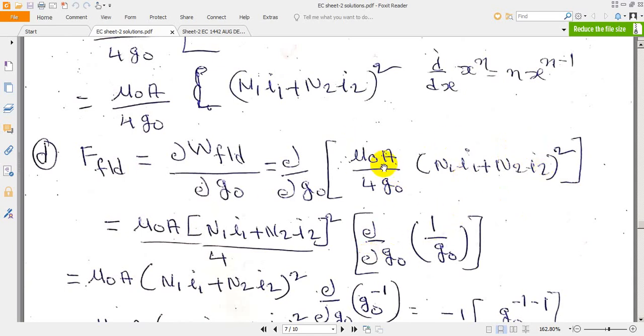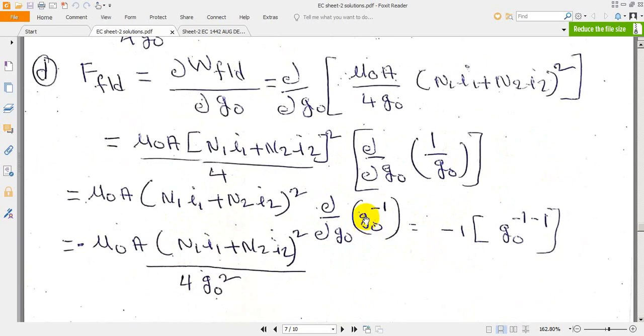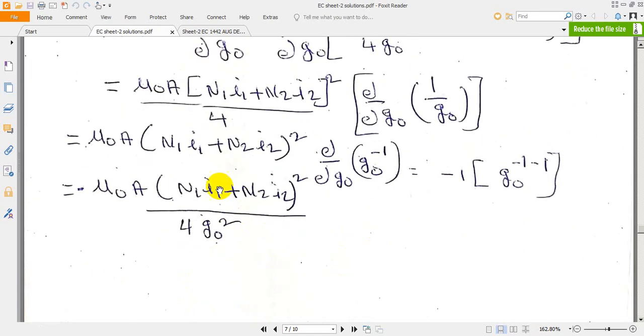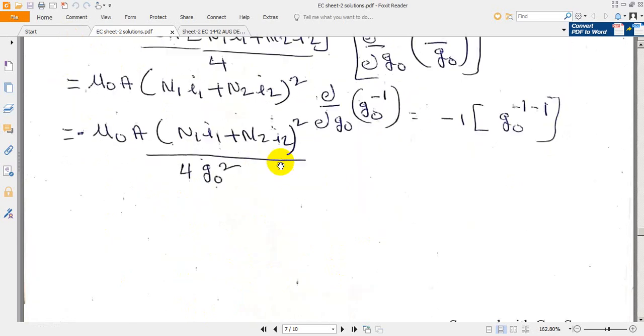This is constant. This parameter and 4 is constant with respect to G naught. So we will take it outside, and dou by dou G naught of 1 by G naught is given by G naught inverse, minus the product of this into dou by dou G naught of G naught, minus 1 minus 1. If you evaluate this, you will get it as 1 by G naught square, with the minus sign. Minus mu naught, this whole constant is kept as it is, and the resultant of this is 1 by G naught square. This forms the expression for the force in the field.